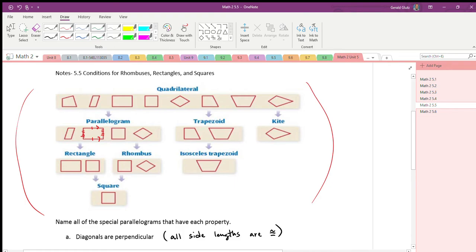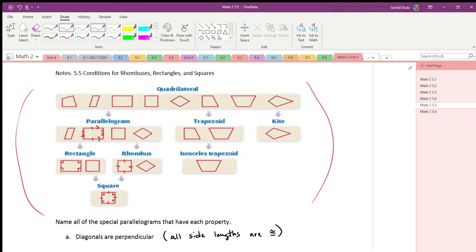Rectangles and rhombuses are types of parallelograms. So they have all the same characteristics of a parallelogram, but rectangles have all 90-degree angles. Rhombuses just have all congruent sides. A square is a type of rectangle and a type of rhombus. So it has all the characteristics of all of these things. So all sides are congruent, all angles are 90 degrees, opposite sides are parallel, and so on.